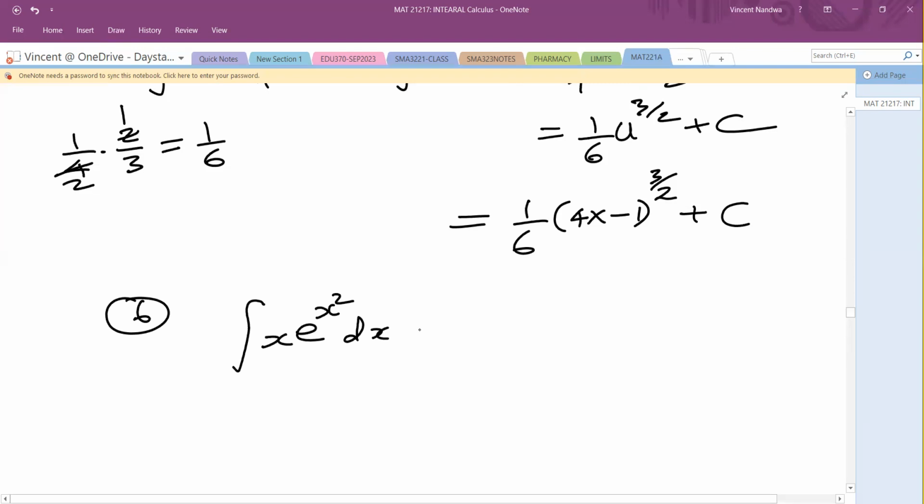A raised to x squared. Okay, let's see. U is, according to you, it is x times e raised to x squared. So I want you to tell me what do you think is the best choice for u? What is the value of u? Because we have to fix it.